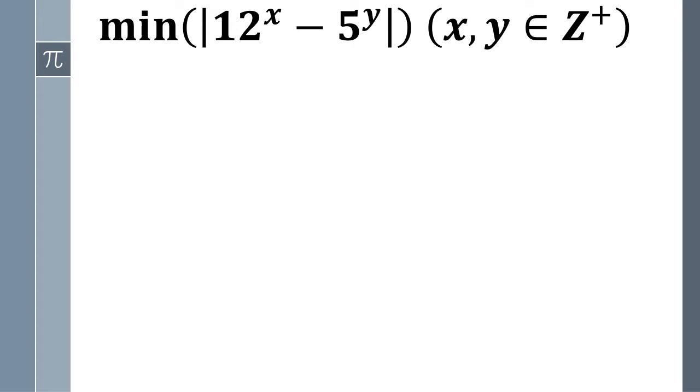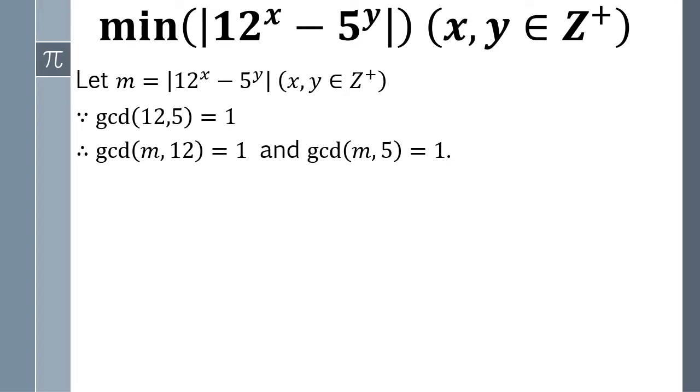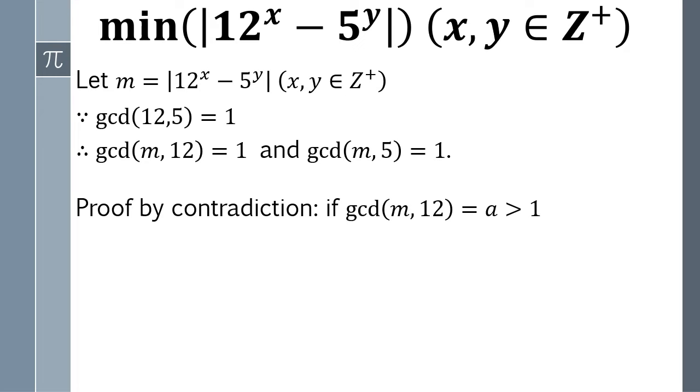To find out the minimum value of this expression, we let m be this expression. First of all, we need to find out what values m could not possibly be. Since 12 and 5 are co-prime numbers, we can prove that m and 12 are co-prime numbers and m and 5 are co-prime numbers. If you know how to prove this, you can skip this part. Otherwise, let's assume that the greatest common divisor of m and 12 is a, larger than 1.